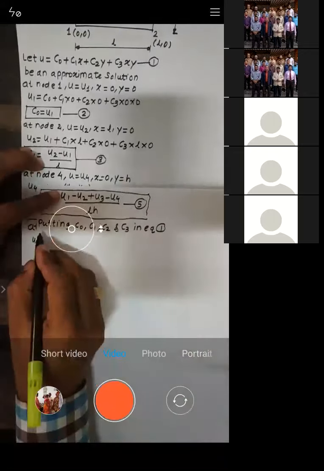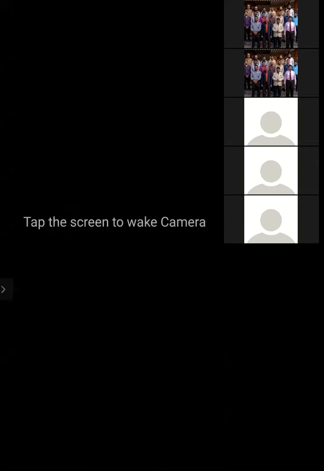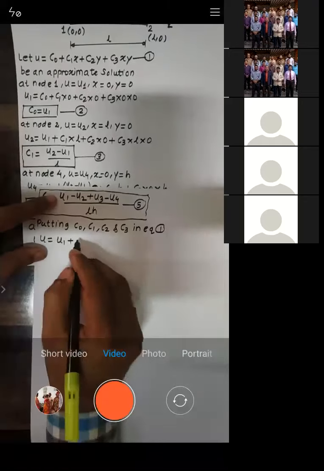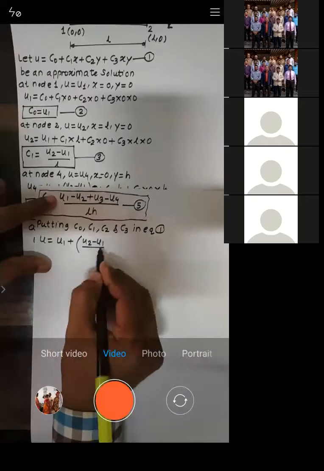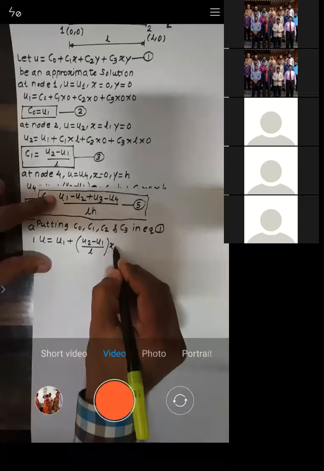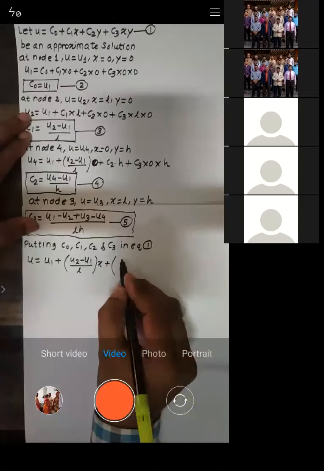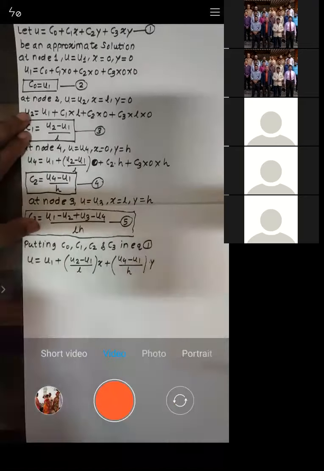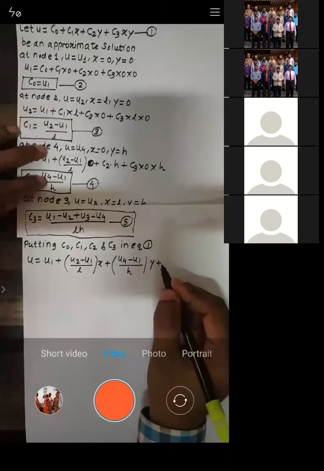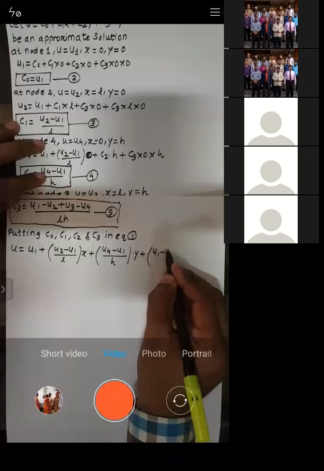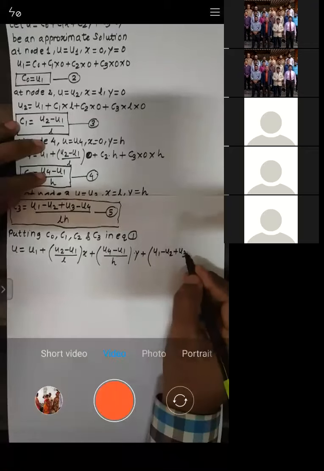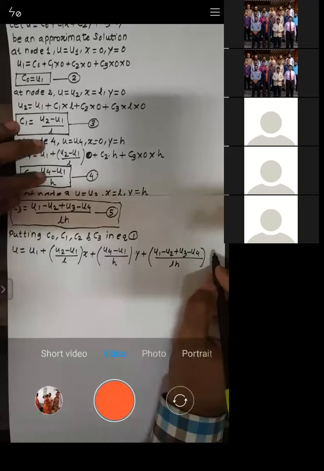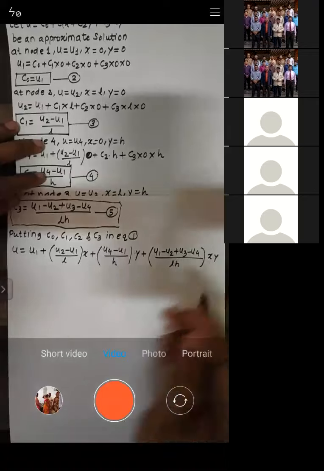So displacement U is given by what? What is C0? It's U1. C0 is U1 plus C1. What is C1? It is U2 minus U1 by L into X, plus C2. What is C2? U4 minus U1 by H into Y, right? C2 Y plus C3. What is C3? U1 minus U2 plus U3 minus U4 by LH into X into Y. Okay, is it okay? Yes or no?